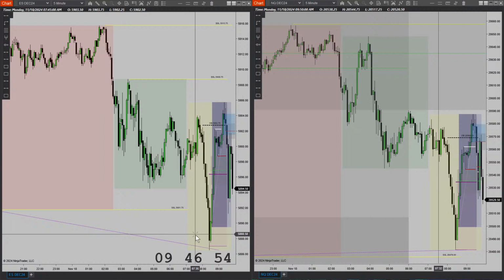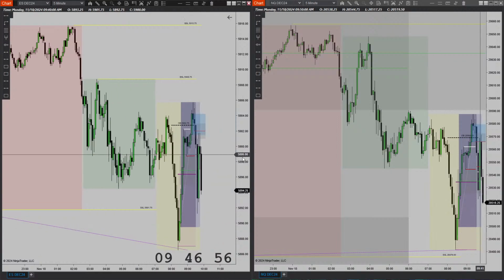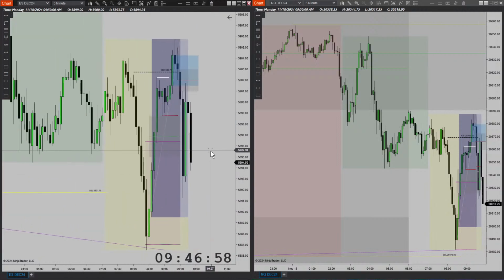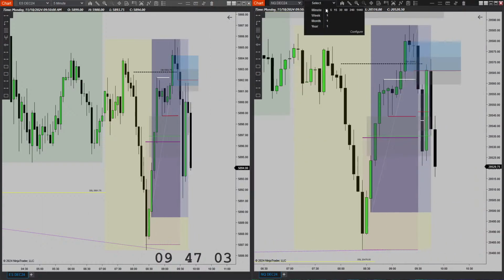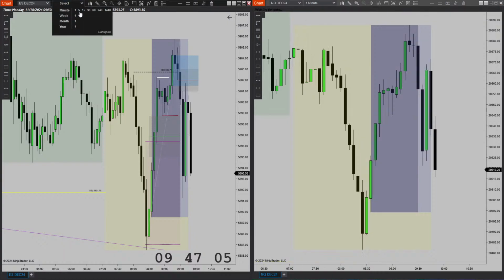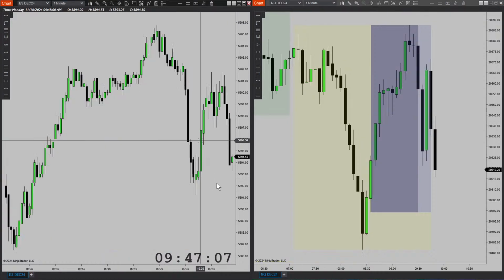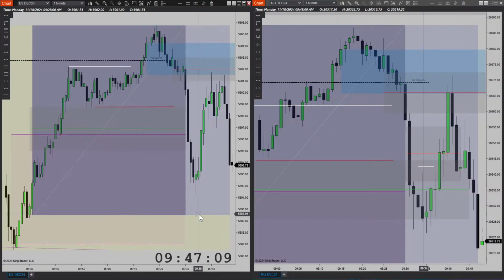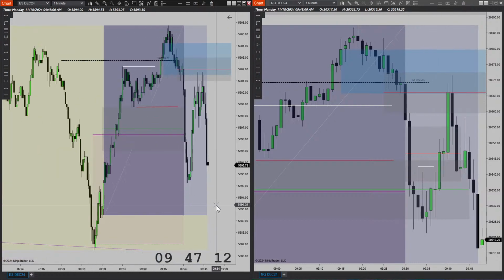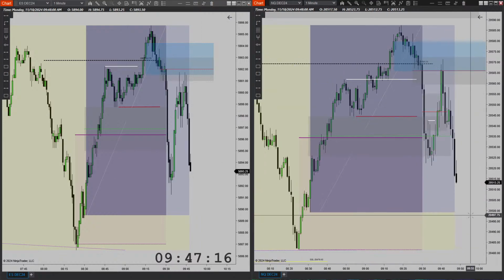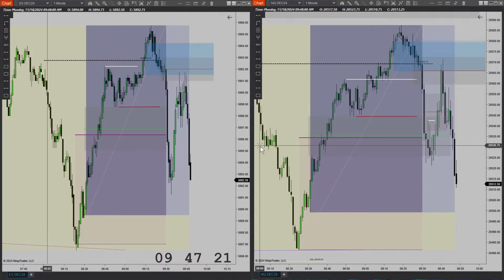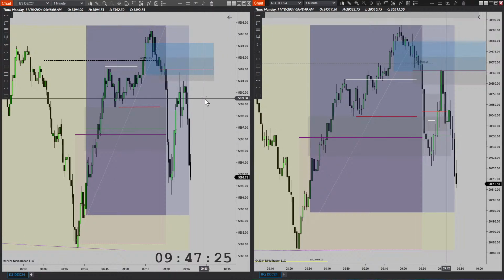Oh wow, okay. So we get a rejection off of that. And we do have displacement lower, so it makes sense. Yeah, I'm not looking to get short here though. Definitely not looking to get short, at least not until those highs are swept.